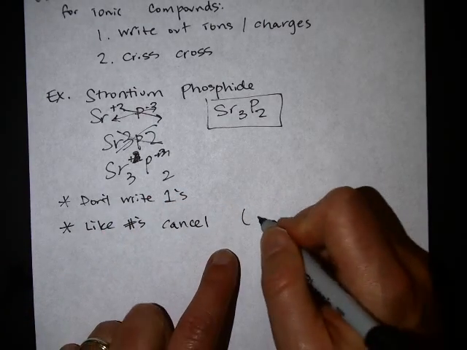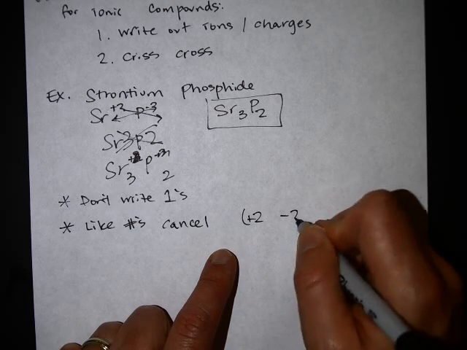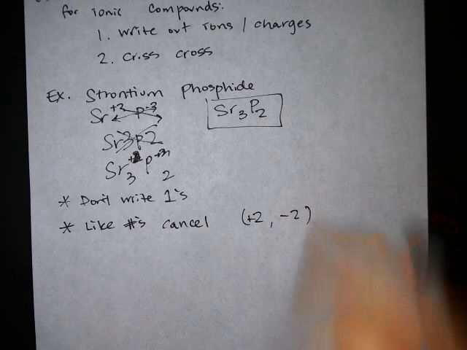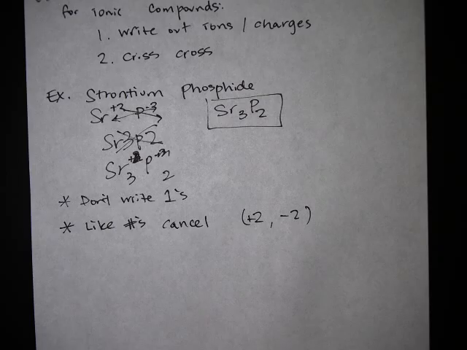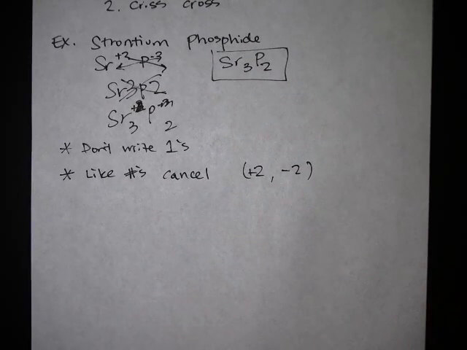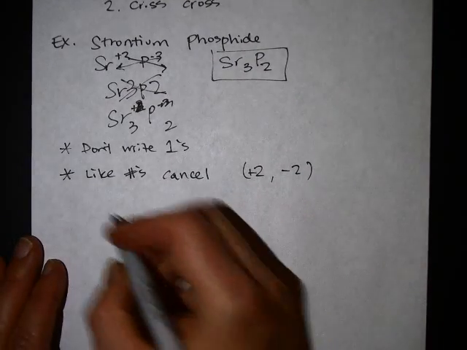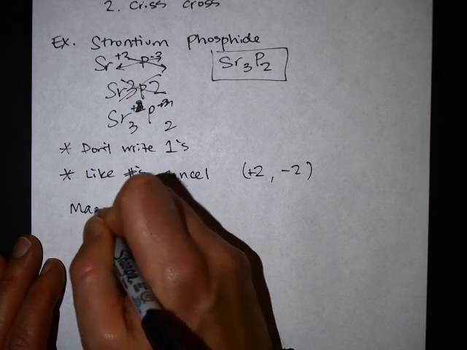So like if one of them was +2 and the other one was -2, you don't write 2 and 2, you just cancel and get rid of them. Okay, bearing that in mind, write out the formula for magnesium iodide.